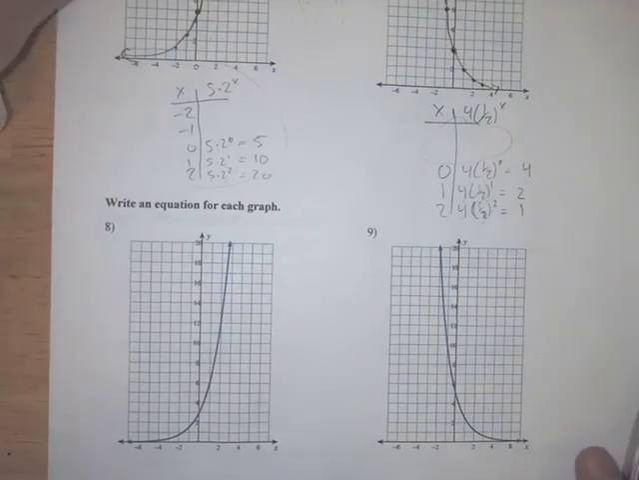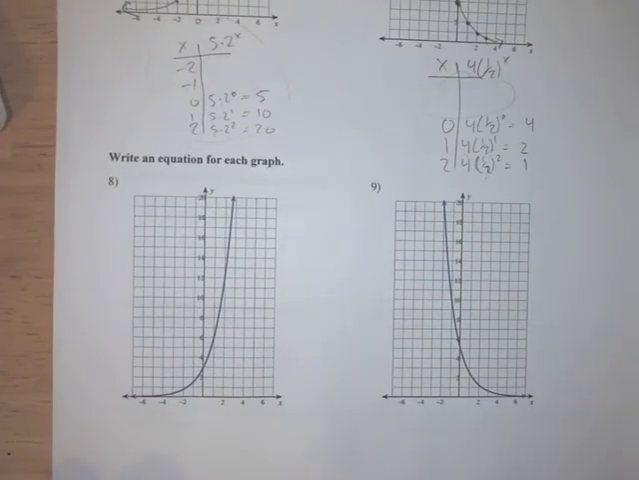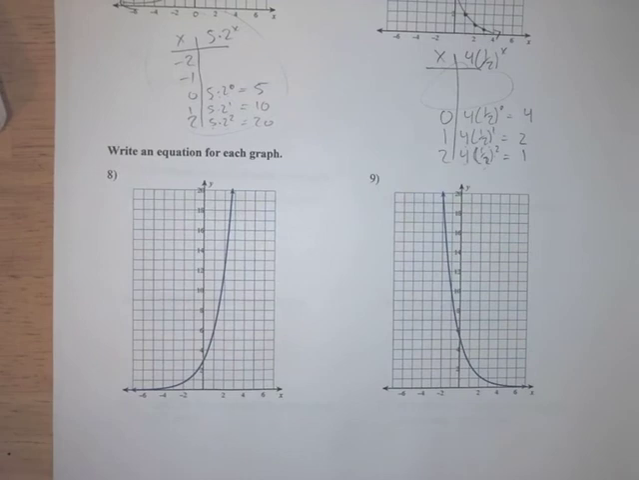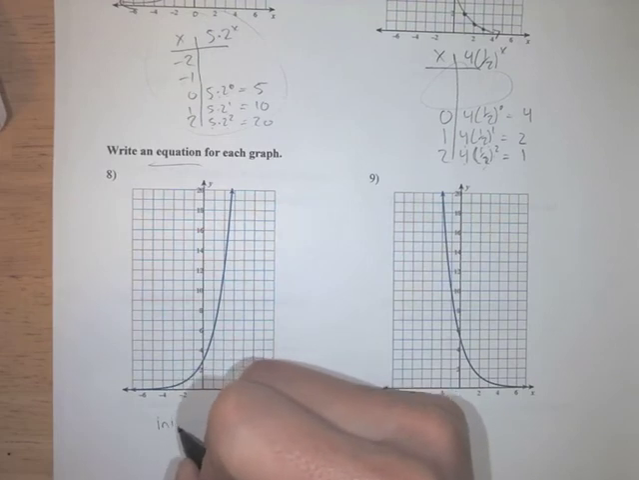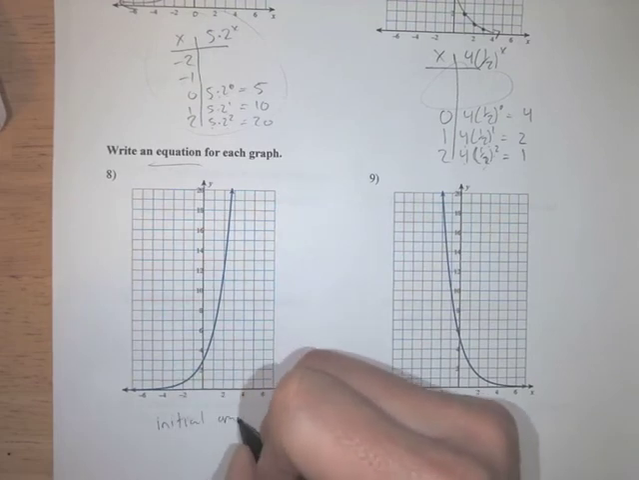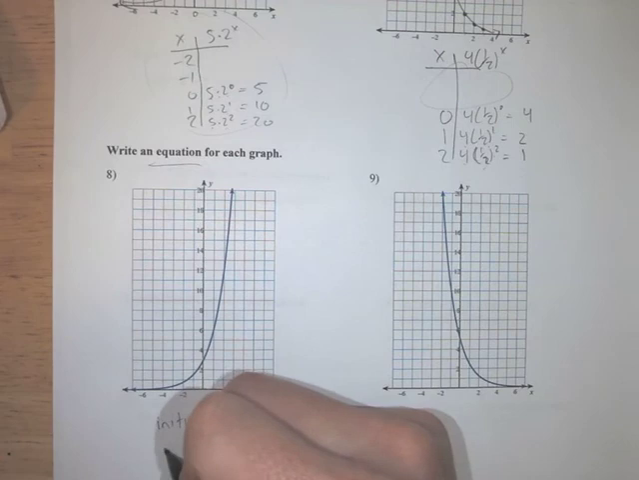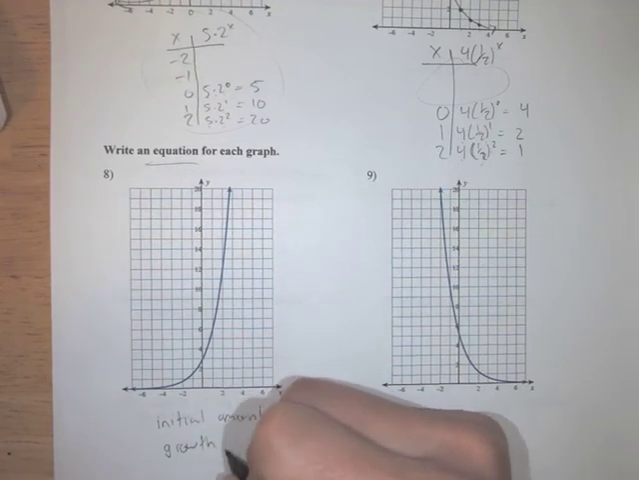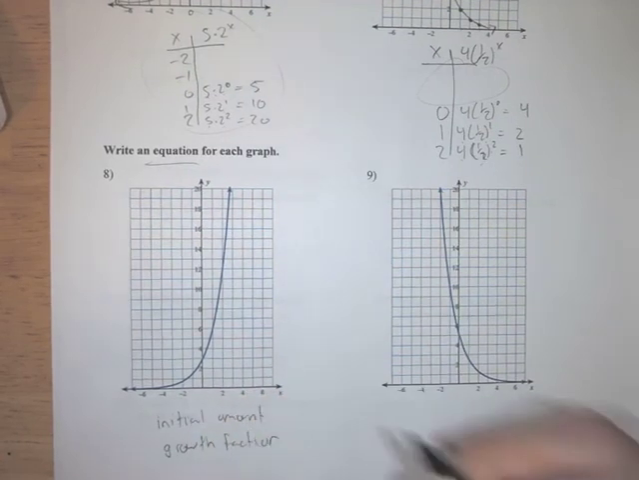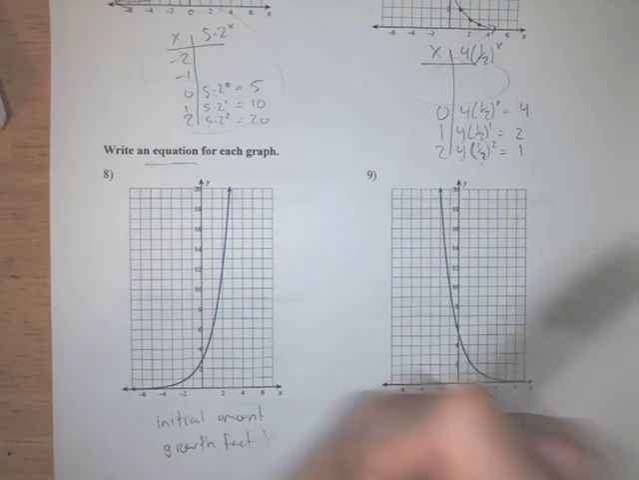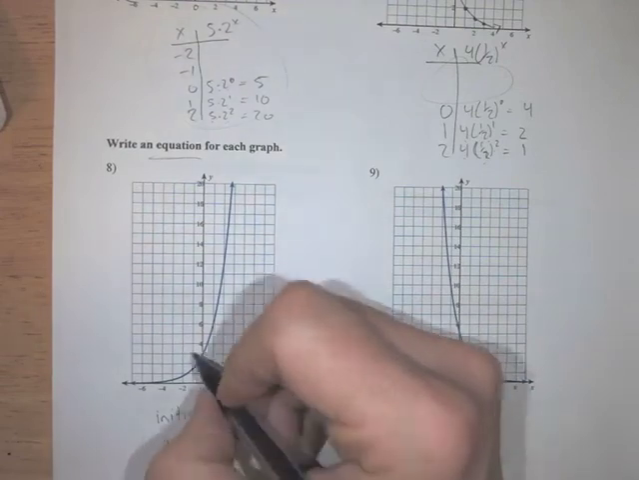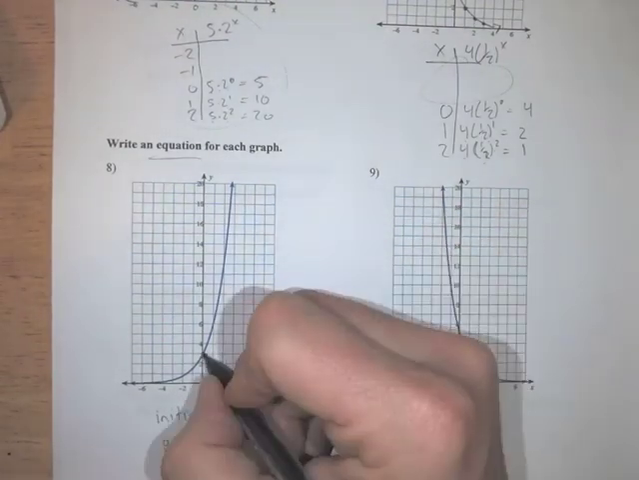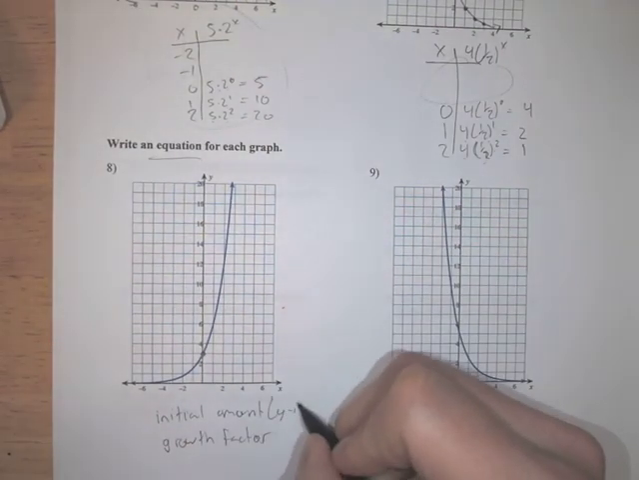All right, in these two problems, we're going to basically be going backwards, right? So we're going to write a function here, write an equation. Okay, so we just need to find two things. We need to find the initial amount or initial value, and we need to find the growth or decay factor. In the case of number 8, it's going to be a growth factor, obviously, because as we go to the right, it's getting bigger. So let's grab those pieces, right? So let's find our initial amount. That's our y-intercept, right? Y-intercept.